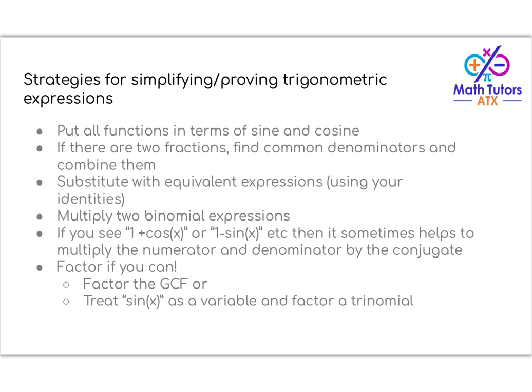If it has 2 binomials, you can multiply them. If you see something like 1 plus cosine or 1 minus sine or 1 plus sine, etc., sometimes we multiply by the conjugate to get those to be like 1 minus sine squared, that I know I can replace. The other thing we can do is factor. Yes, we can even factor these. So let's go ahead and take a look at some examples.